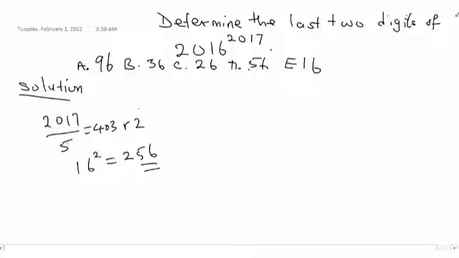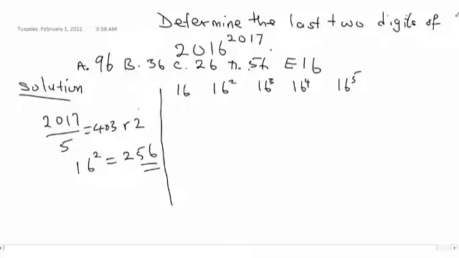Now, let me give an explanation from first principle of how we come about this. So we have 16. Understand the pattern of the powers of 16: 16 squared, 16 cubed, 16 to the fourth power, 16 to the fifth power.